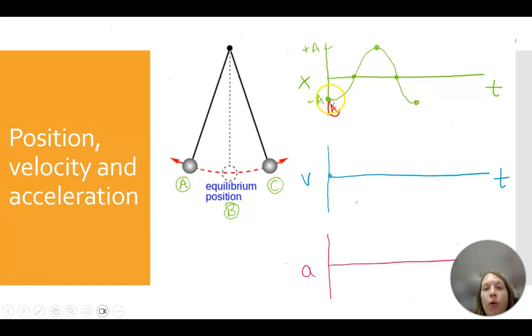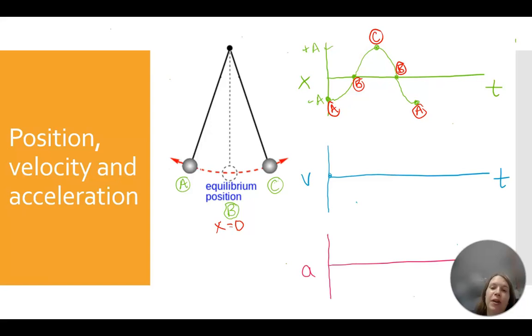Then it would go to the equilibrium position, a position of x equals 0 right in the middle here. Then it would swing over to C. So this midpoint is B, and then C, and then B, then A, rather, and it would start over again. So this is a cosine graph, or a negative cosine graph.